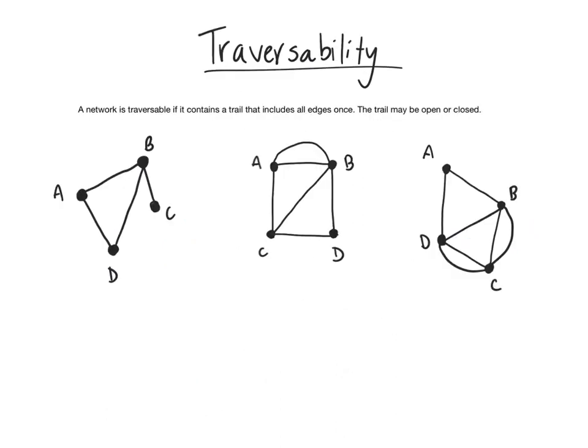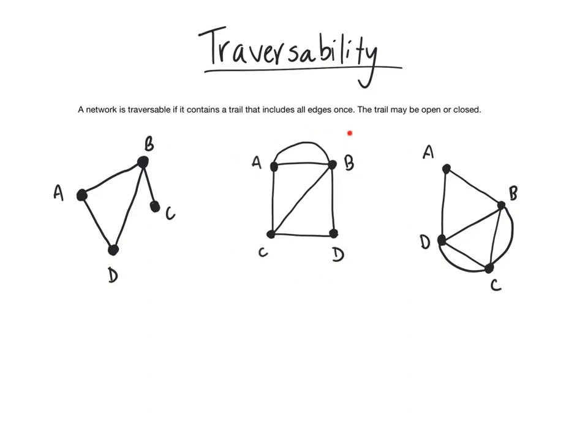Network traversability is defined as a network that contains a trail that includes all edges once. So this first network over here on the left-hand side is traversable. The trail C, B, D, A, B includes all edges once, and that means that this network is traversable.